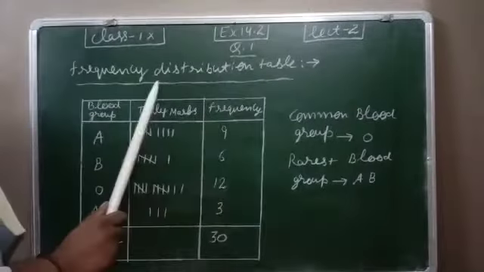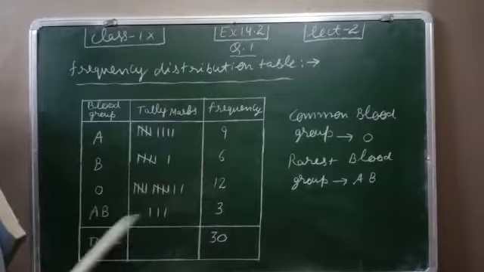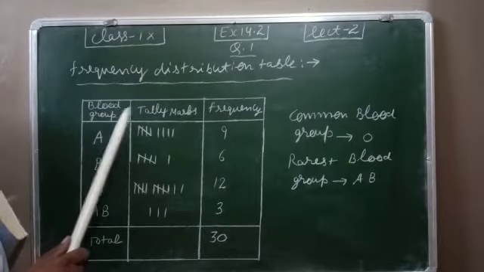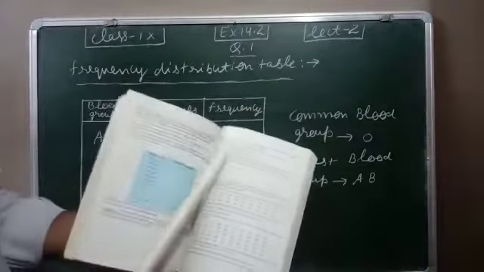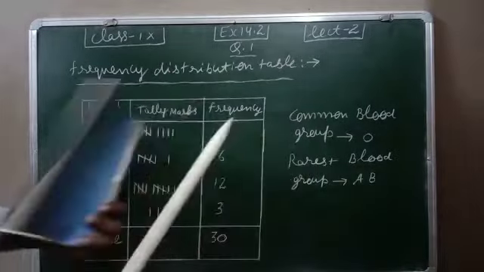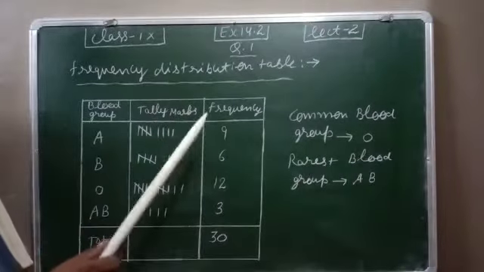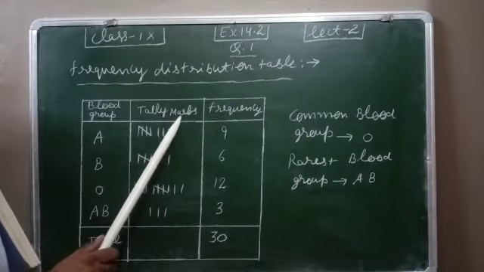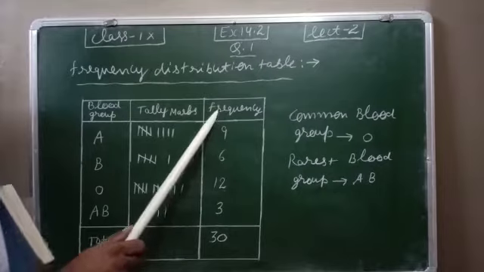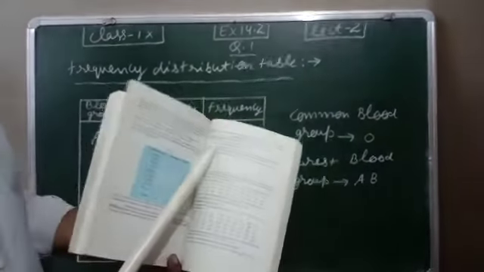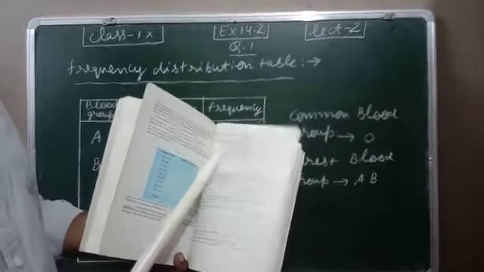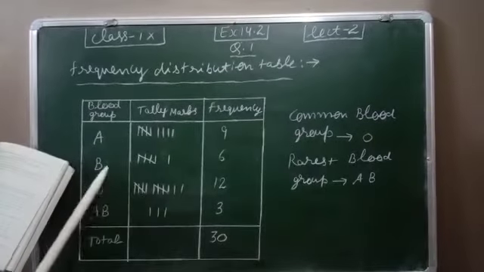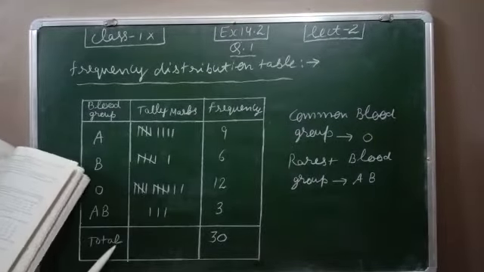For a frequency distribution table, we will make a table with three columns. The first column is of blood group, because here the blood groups of different students are given. The second and third columns are common in all the questions of frequency distribution table: the second column is of tally marks and the third is of frequency. Here we have four types of blood group: A, B, O and AB. So we will write A, B, O and AB, then we will write total.